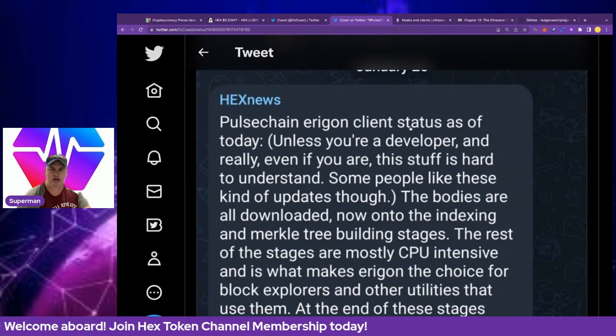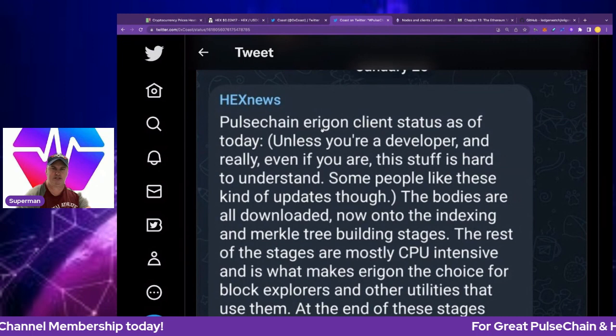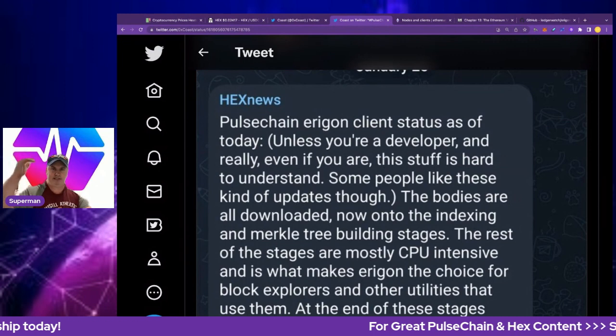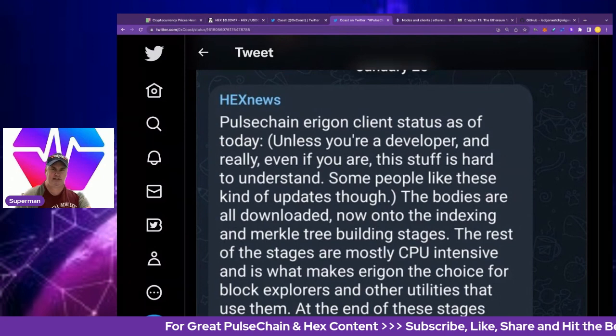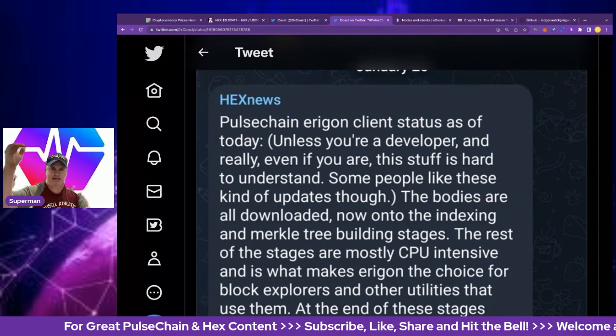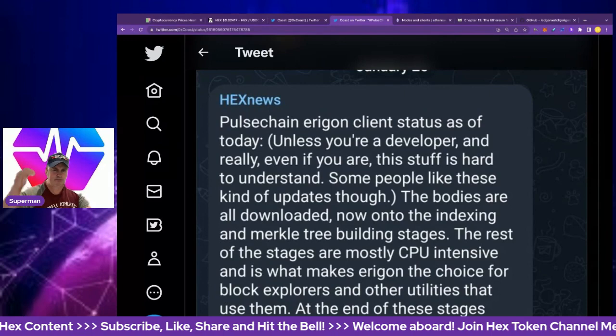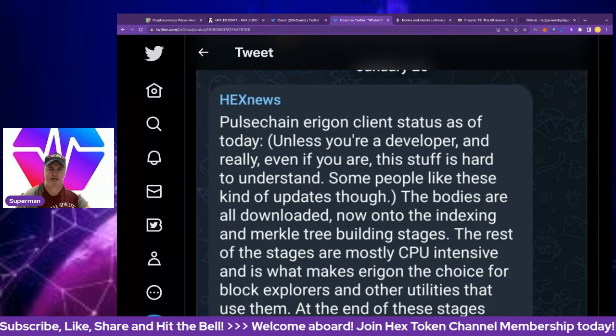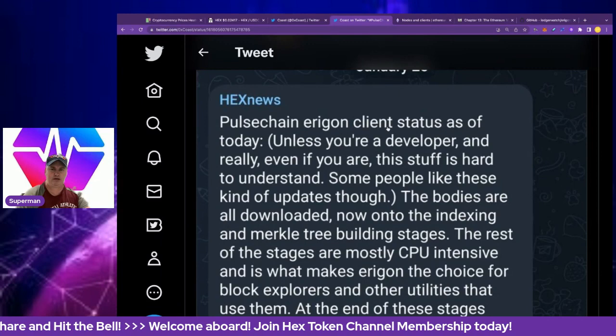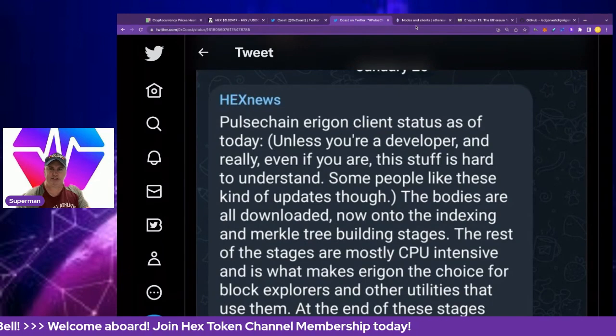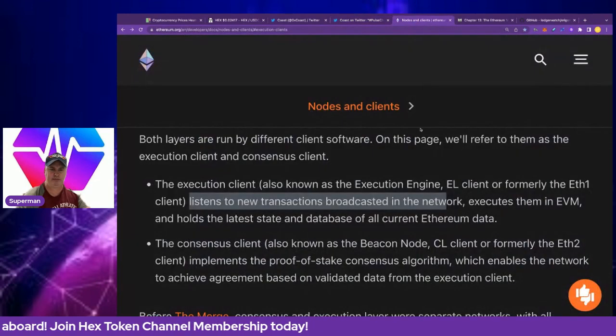Pulsechain Aragon client status as of today. Remember, Ethereum has two parts: the execution layer software and the consensus layer software, or execution clients and consensus clients. Aragon is in that first category, so we're looking at the execution layer. Let's have a quick look at what that all means.